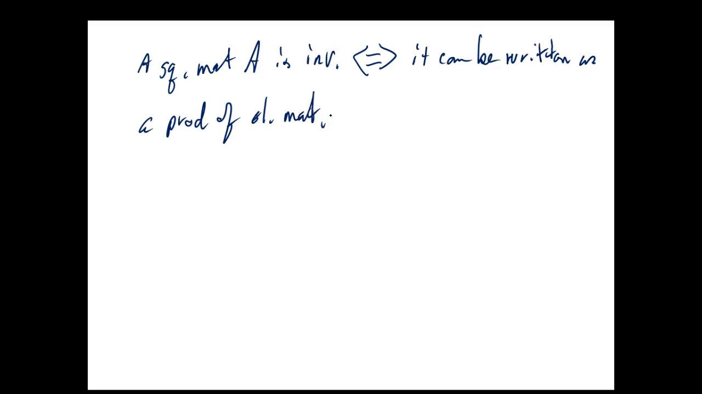It can be written as a product of elementary matrices, or if you can write it as a product of elementary matrices, it can be converted. Okay. It goes both ways. The arrow is both ways, if and only if. If means that way, only if this way. Okay.